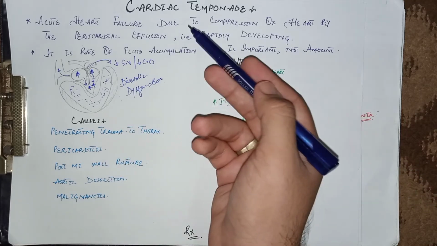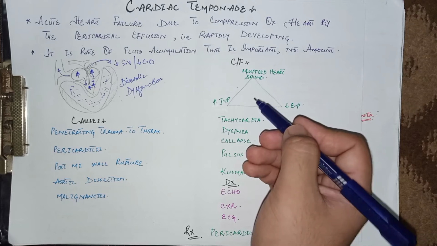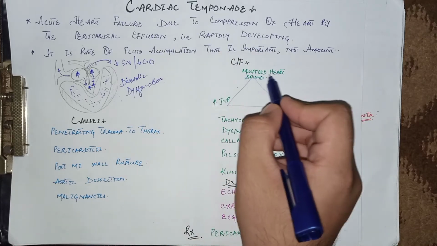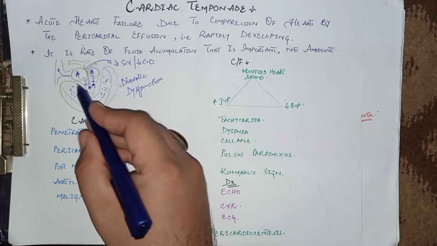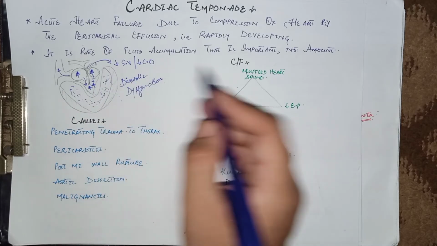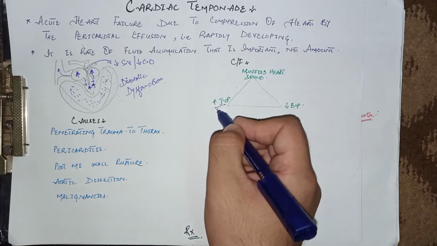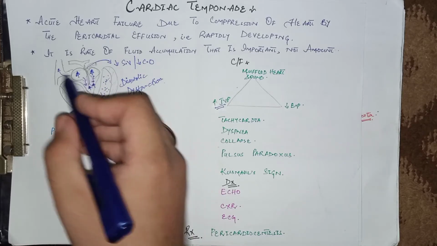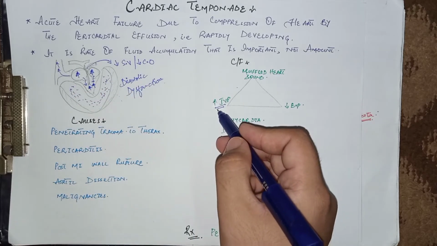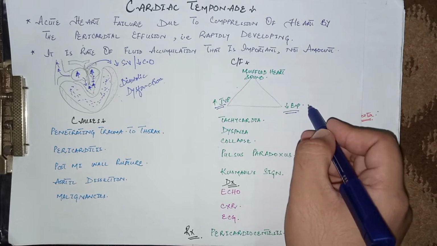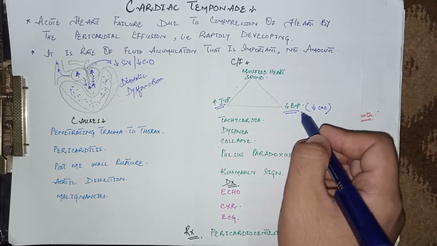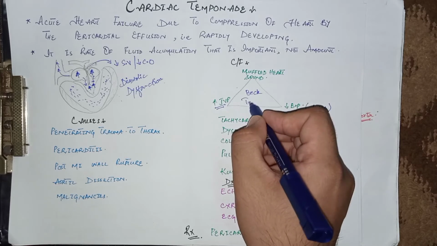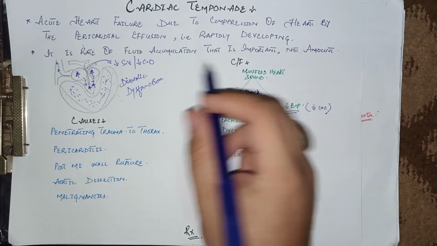Now come to the clinical features of cardiac tamponade. This point is very important to remember: there are three classical features. First, muffled or distant heart sounds, because the heart is enclosed within the fluid-filled pericardial sac. Second, raised JVP, as we discussed in the pathophysiology, because increased intracardiac pressure causes a backward increase in pressure, leading to distended JVP. Third, reduced blood pressure, or hypotension, because of low cardiac output. These three classical features are known as Beck's triad. This triad is very important in cardiac tamponade.